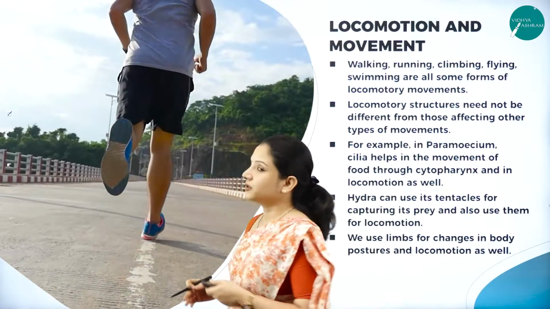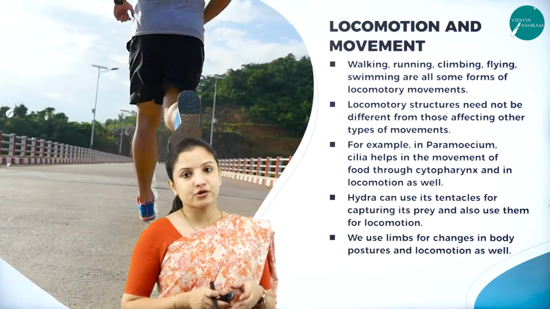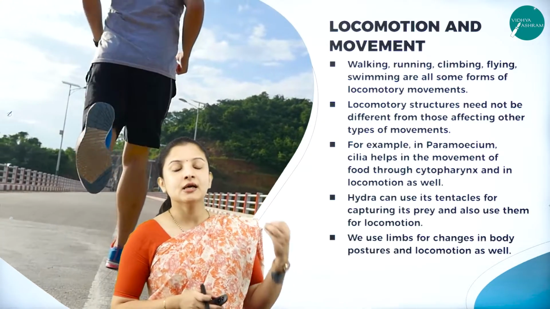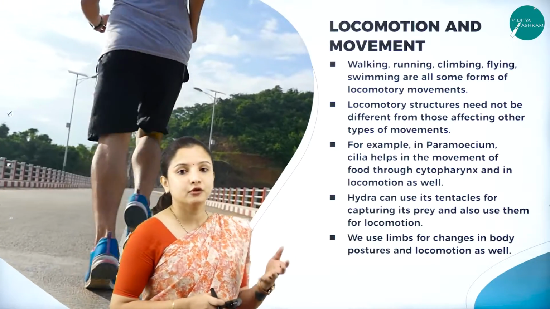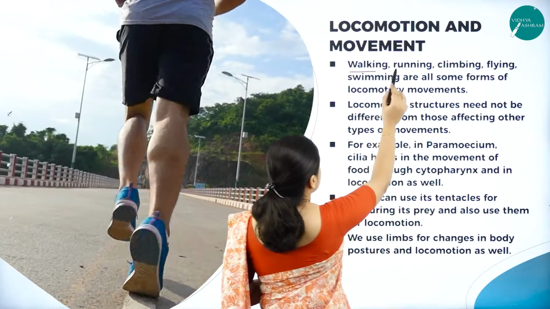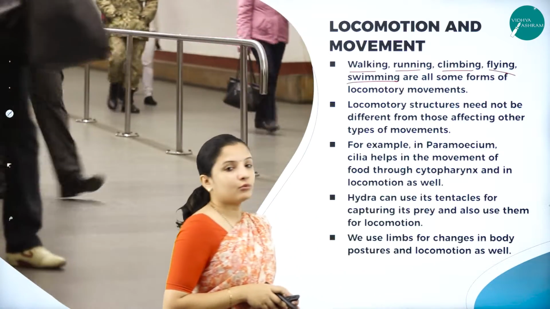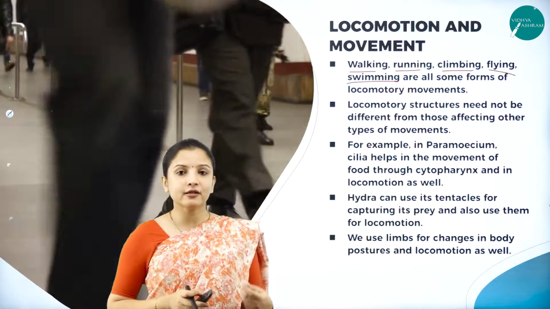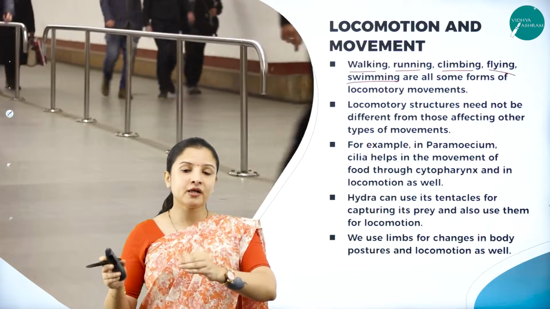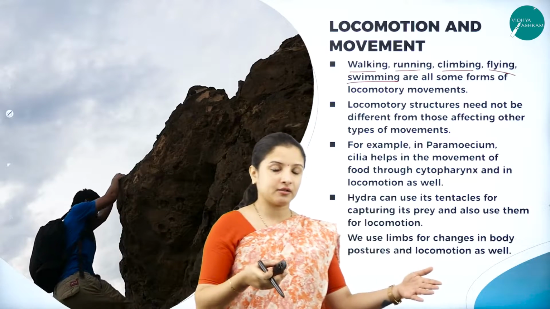So we shall move further and study the different locomotion. So we understood what are the different types of movements that we can see. Now we shall see what are the different types of locomotions that we can find. So walking, then running, climbing, flying, swimming, all are some of the locomotory forms. Why are they locomotory forms? Because of this particular locomotion or the movement, you're able to change your position from one place to another, right?